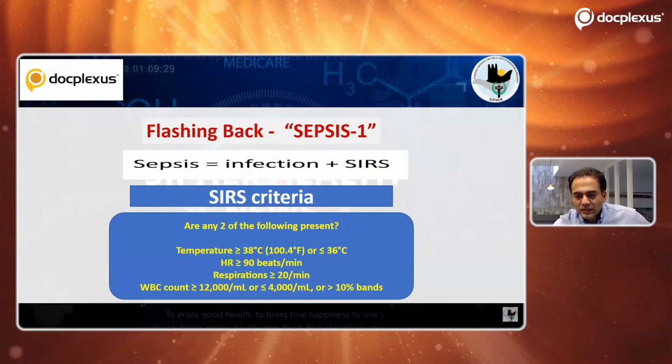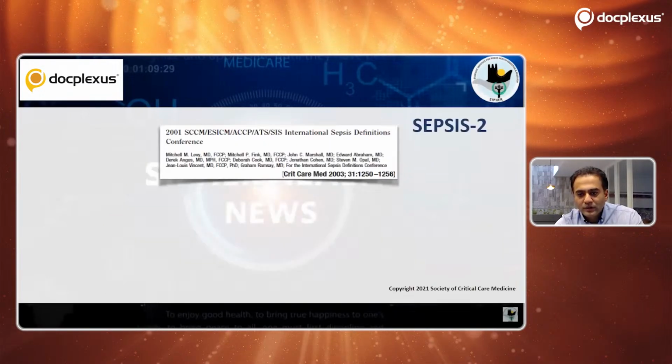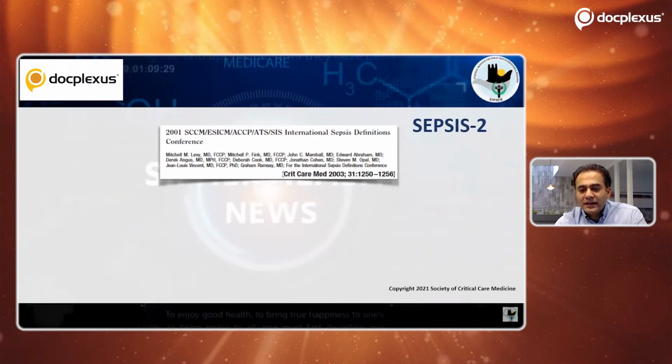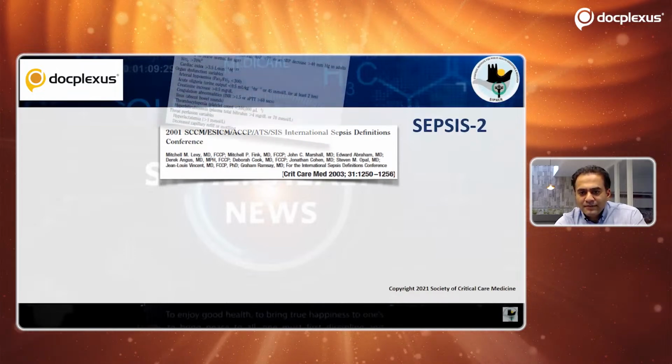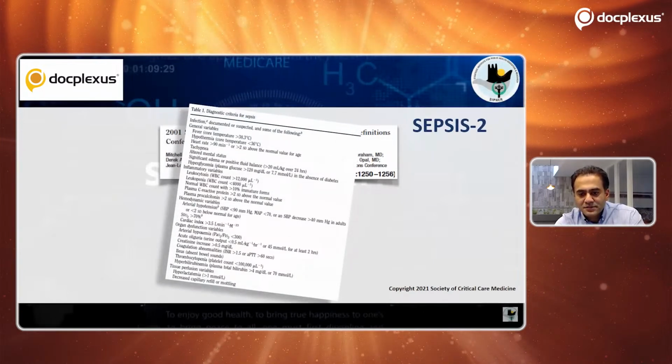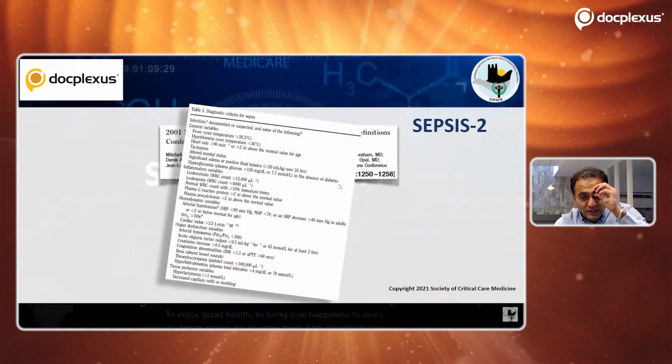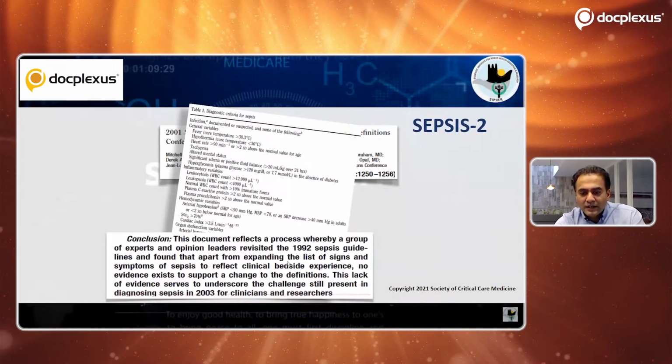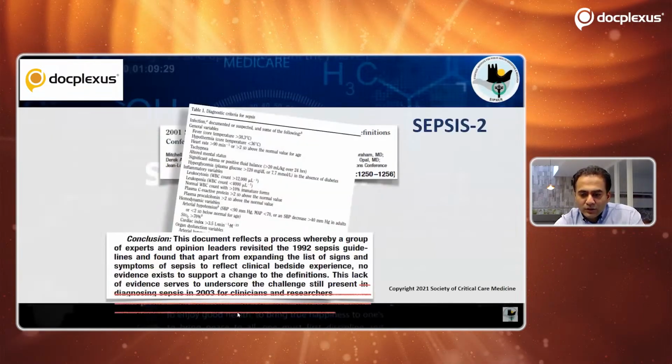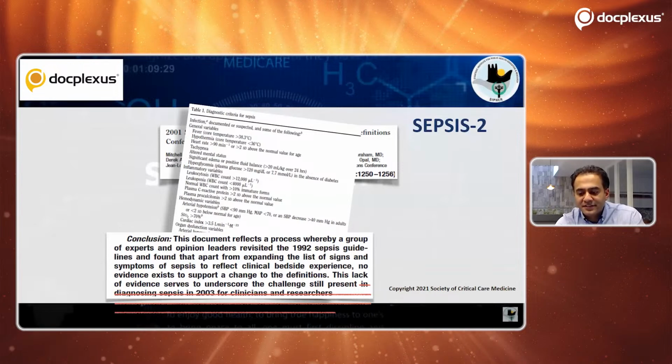The criteria were temperature of more than 38 degrees or less than 36, that is both hyperthermia as well as hypothermia; heart rate of more than 90 beats per minute; respiratory rate of more than 20 per minute; and WBC counts either less than 4,000 or more than 12,000. Then came the Sepsis-2 guidelines in 2001. At that time they didn't change much because there were no advances in sepsis. The criteria were elaborated with leukopenia, leukocytosis, and more hemodynamic parameters, but they concluded there was a lack of evidence to challenge the existing sepsis definition, and there was no addition to it.